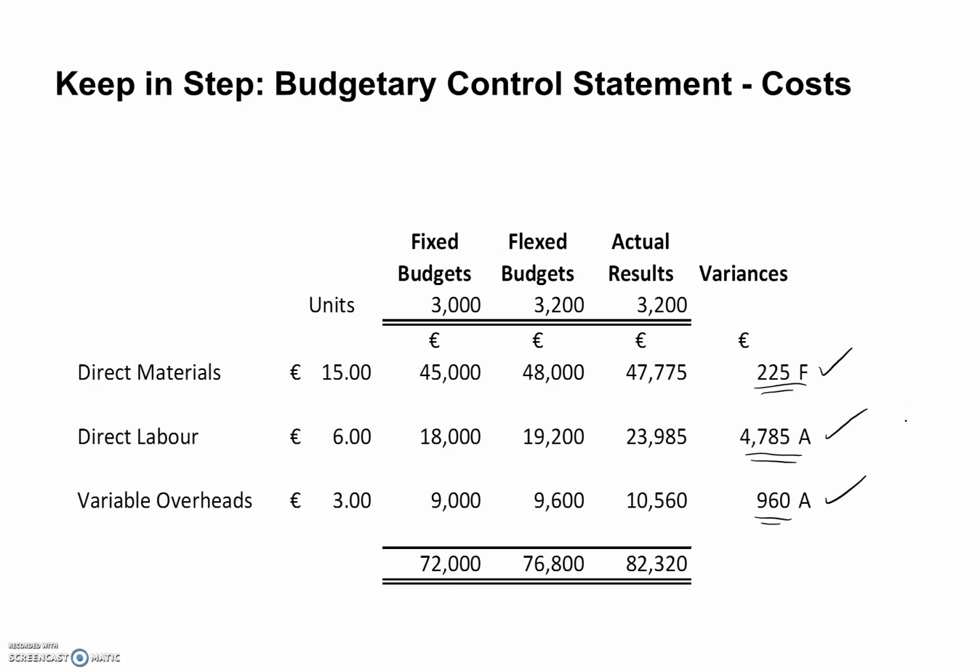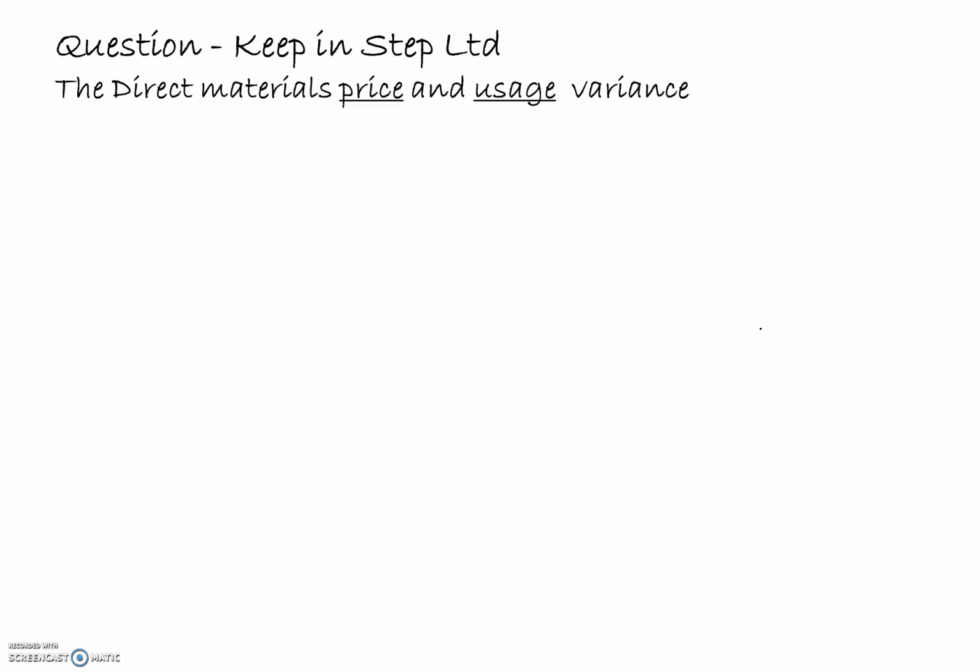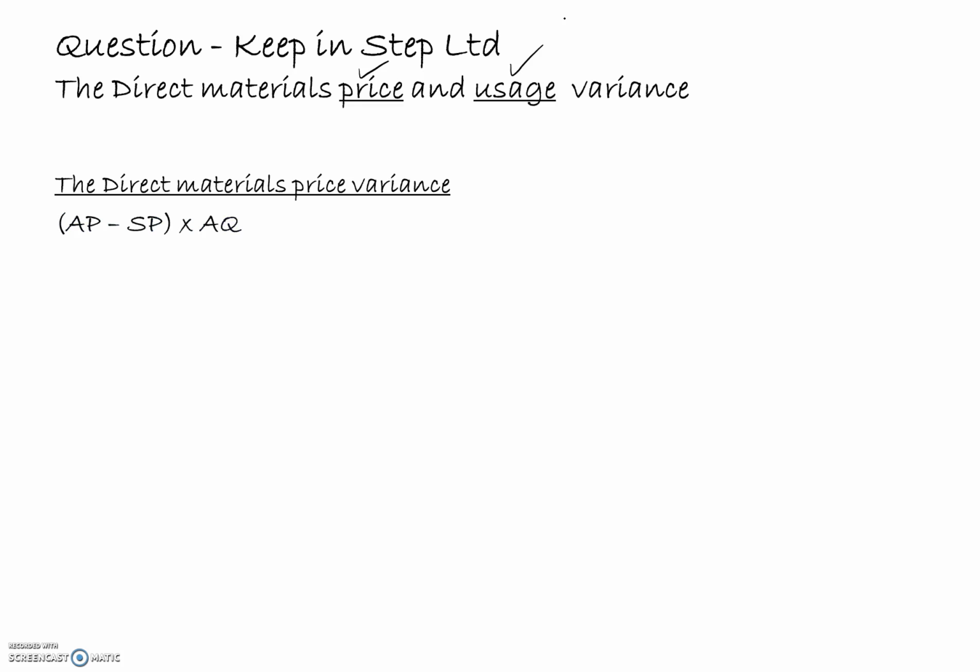So we're now going to start off by looking at the direct materials. Now for the direct materials, we can divide it into a price and usage variance. So starting off with the price variance. Now we're going to use a little shorthand notation for this, and our shorthand notation will be AP, standing for actual price, minus SP, standard price, multiplied by AQ, actual quantity.